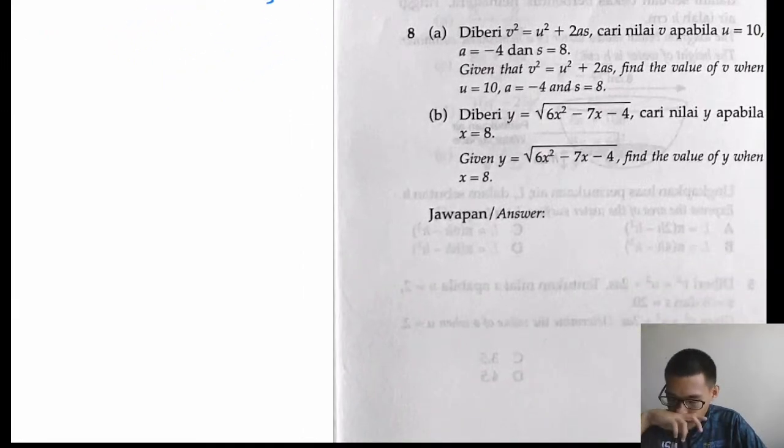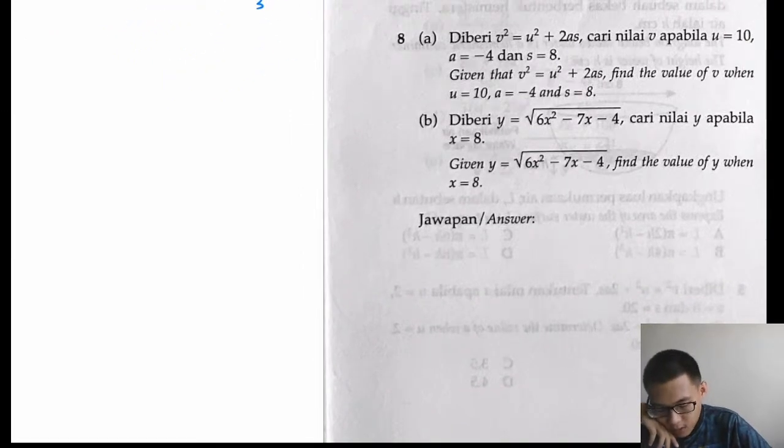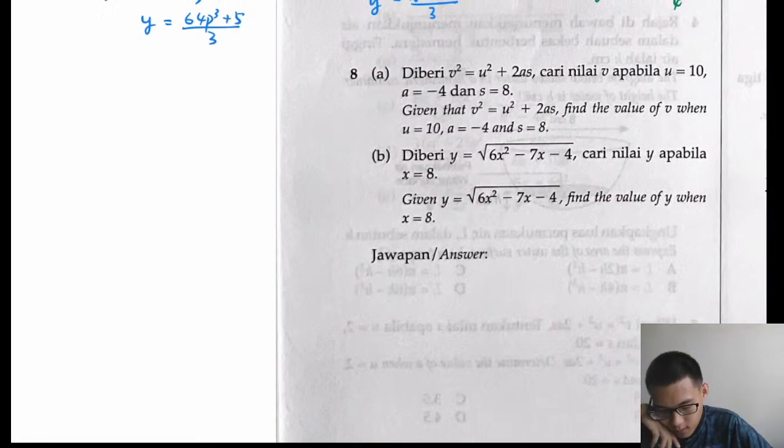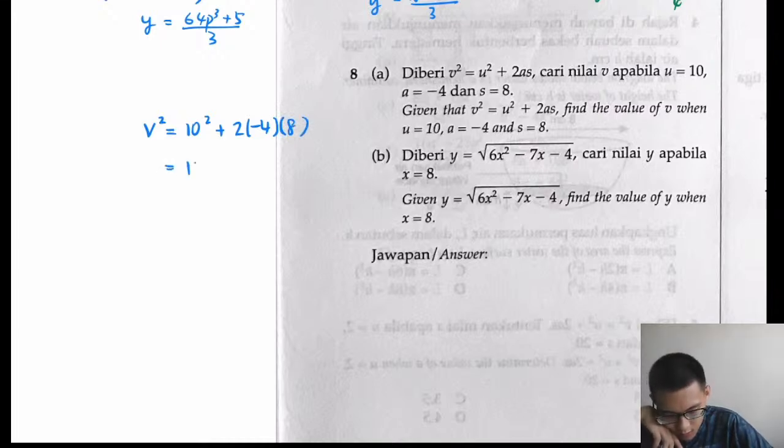Question 8. Given that v square equal to u square plus 2ax, find the value of v. Let's say v square equal to, where u is 10 squared plus 2, a is minus 4, x is 8. I just substitute everything: we get 100 plus 2 times minus 4 times 8, which is negative 64. So I have 36 left.